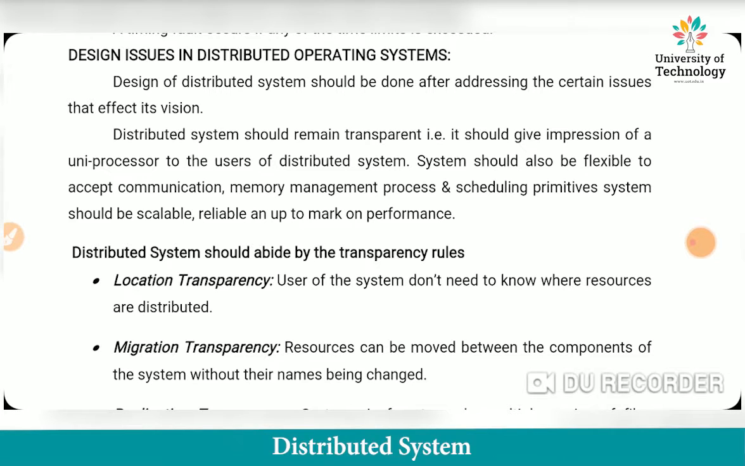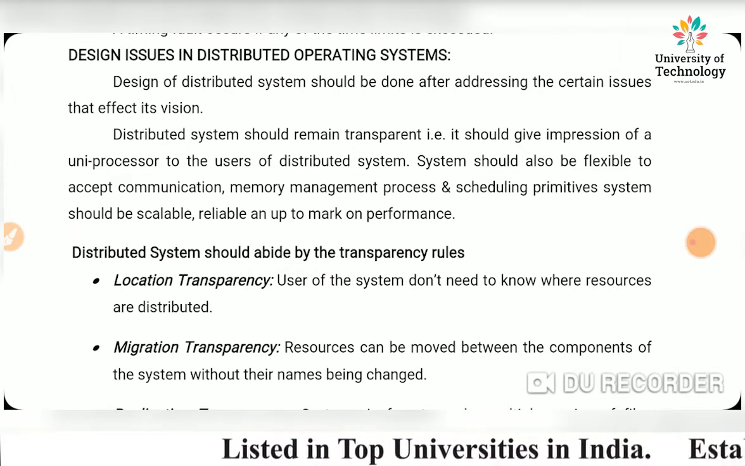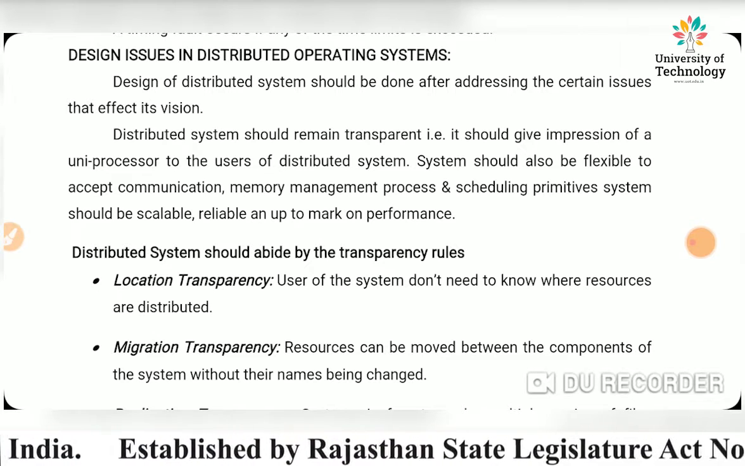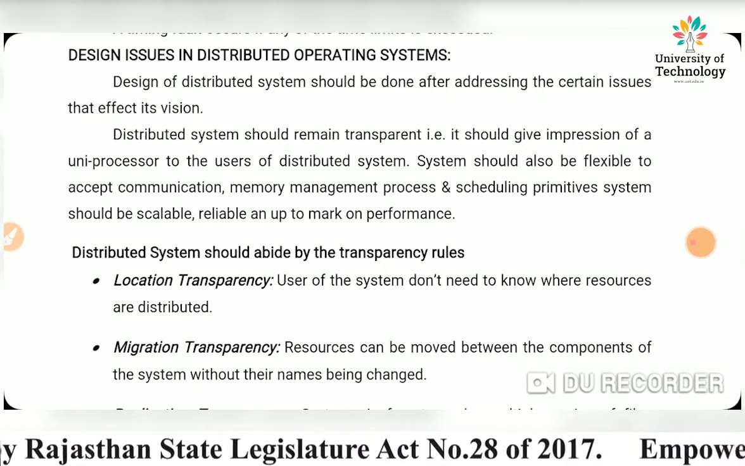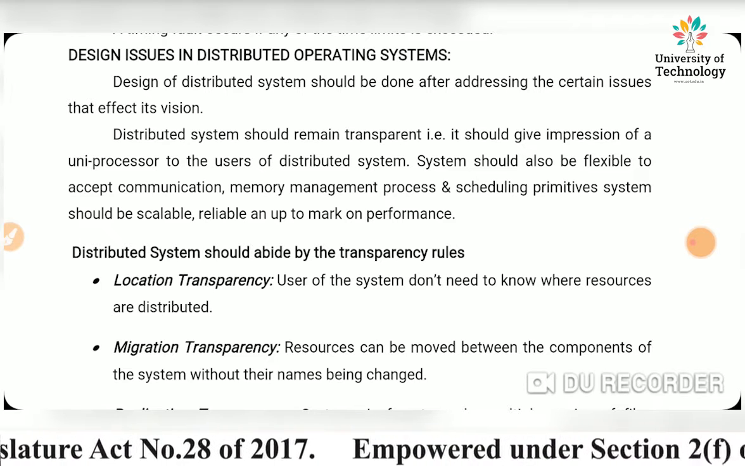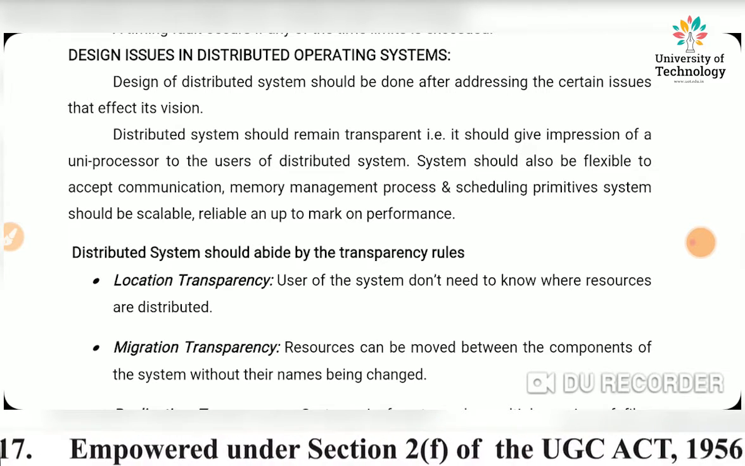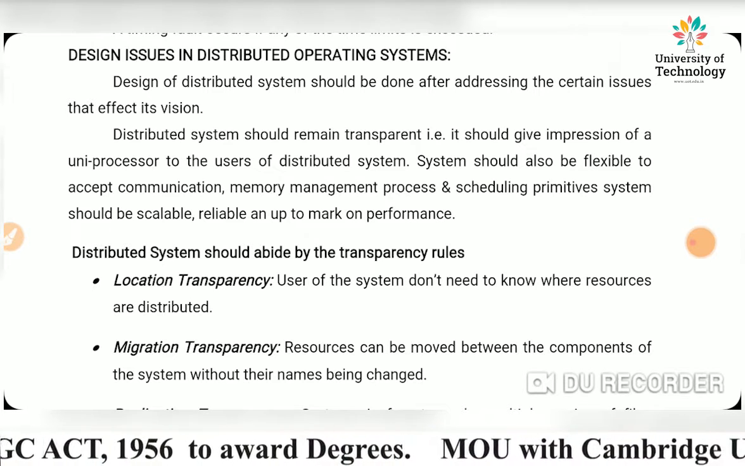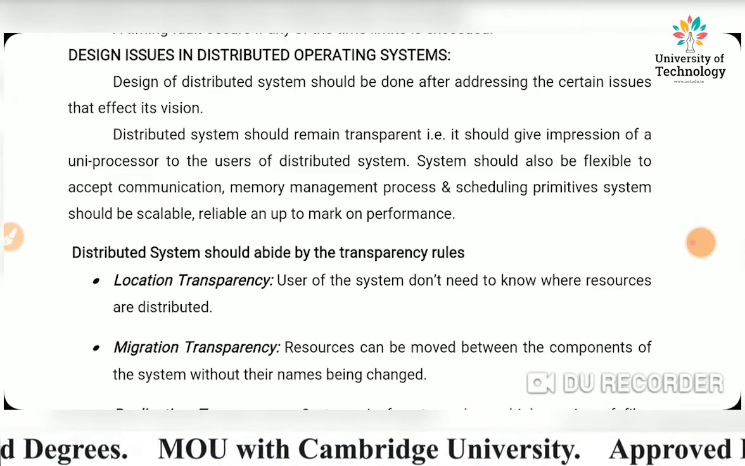Today we are going to talk about design issues in distributed operating systems. The design of a distributed system should be done after addressing certain issues that affect its design. A distributed system should remain transparent, that is, it should give the impression of a uniprocessor to its users. The system should also be flexible to accept communication, memory management, process and scheduling primitives. The system should be scalable, reliable, and up to the mark on performance.